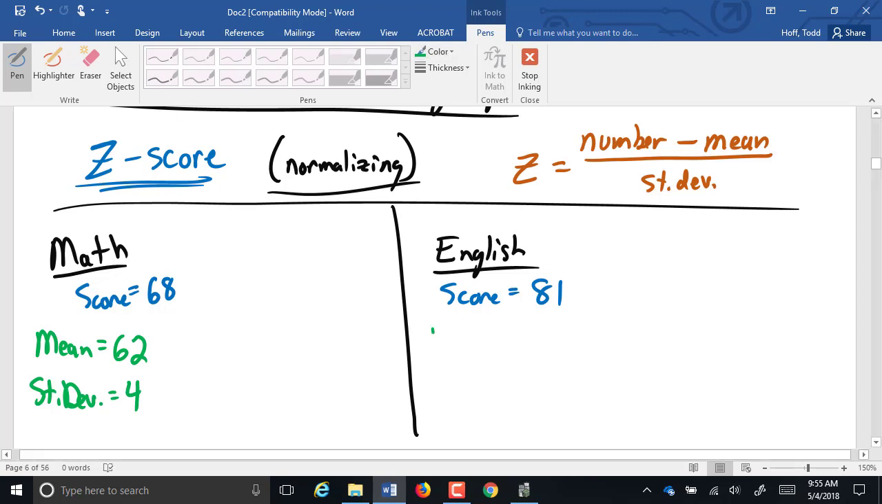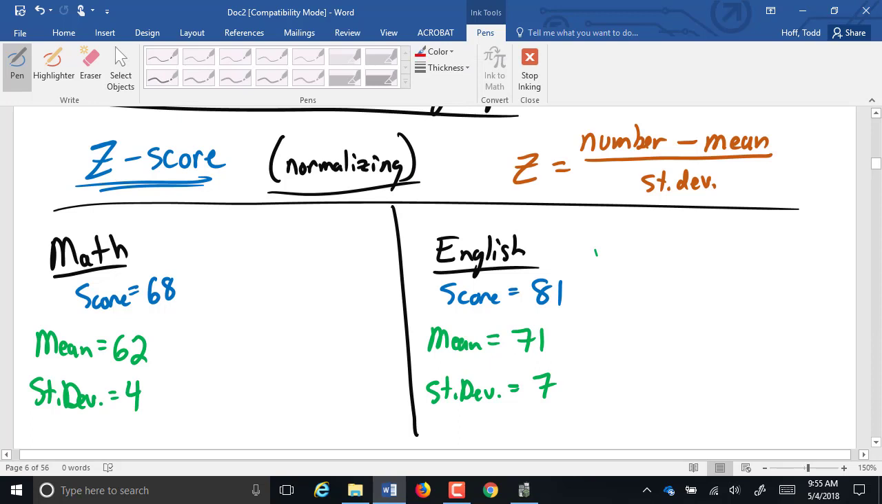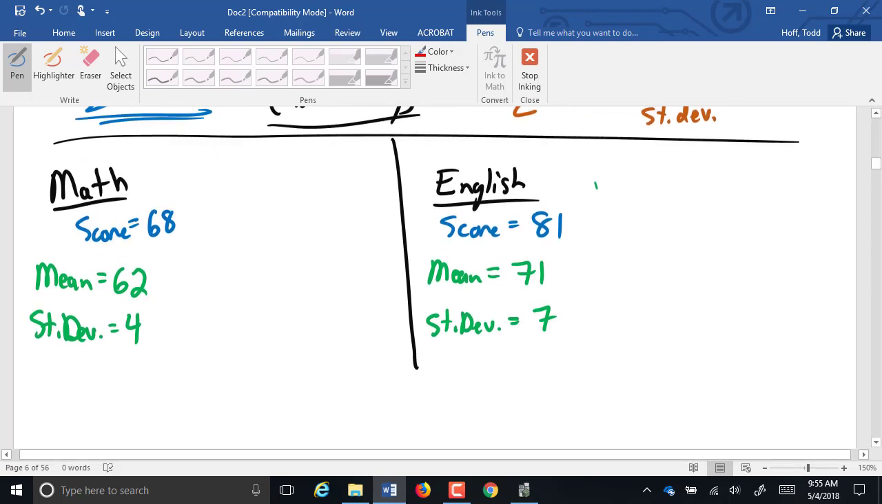That's for the English test. For all people that took the English test, the mean score was 71 with a standard deviation of 7. Now you might look at this and say, well, I only scored 6 points above the mean on the math test. I was 10 points above the mean on the English test. Still looks good for the English test, doesn't it? But let's look at that z-score.